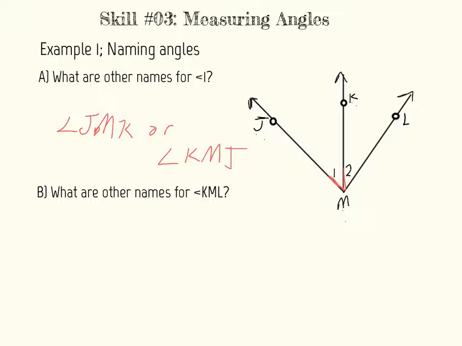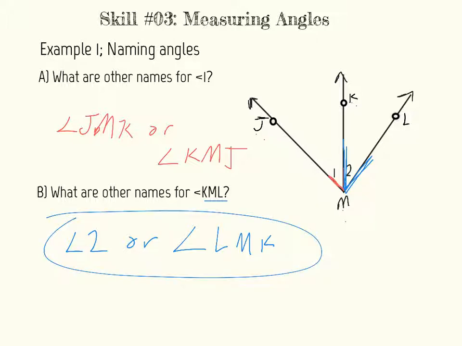Either way is fine. What are other names for angle KML? Okay, so this time we're looking at KML, that angle right there. So we could call it angle 2 because we have the number 2 there, or angle LMK, the reverse order of the original order. So those are your two options for that one.